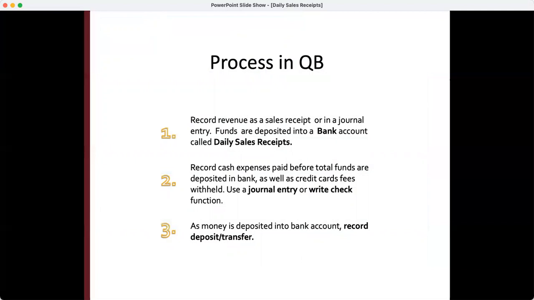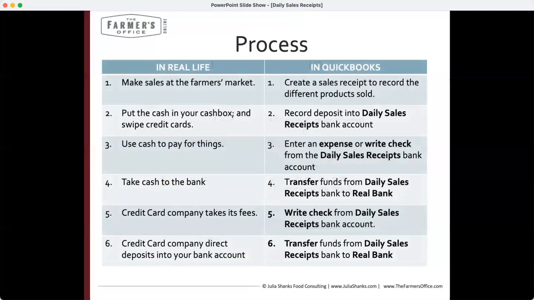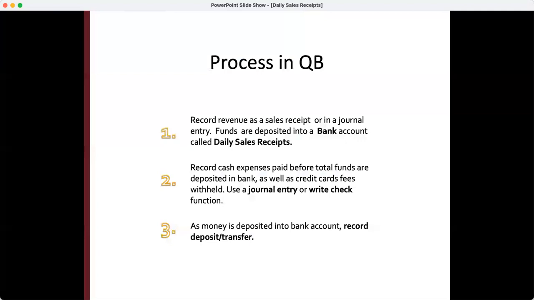Okay. So, we sort of went over in big picture concept how the process works. Now let's go through step by step in QuickBooks. So the process in QuickBooks is that we're going to record the revenue as a sales receipt, and we're going to deposit the funds into a bank account called daily sales receipts. We're going to record the cash expenses as a journal entry, or we're going to write a check from daily sales receipts. And then as the money is deposited into our bank account, we can record it either as a deposit or a transfer.